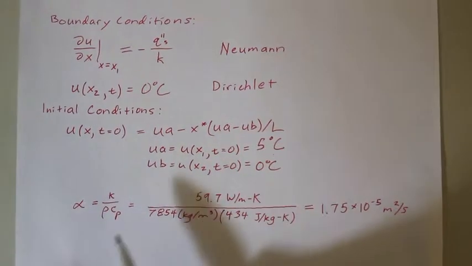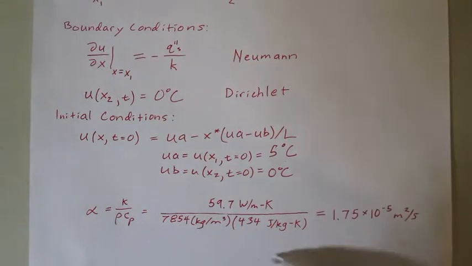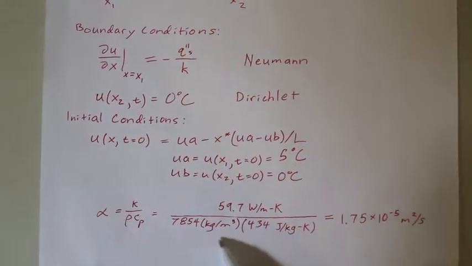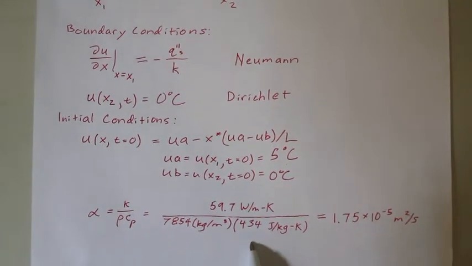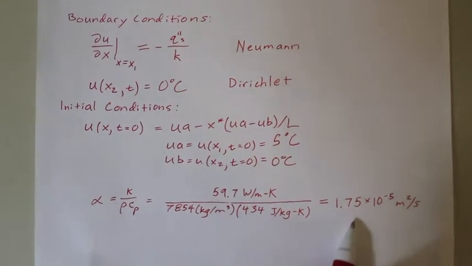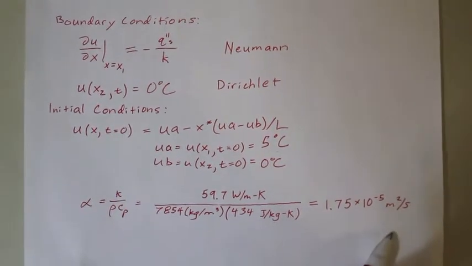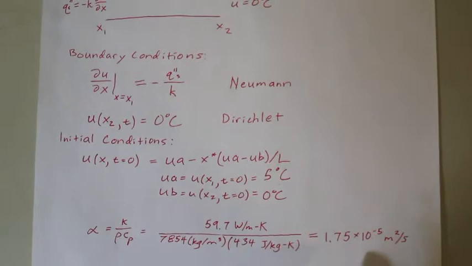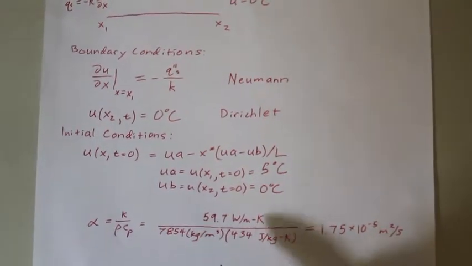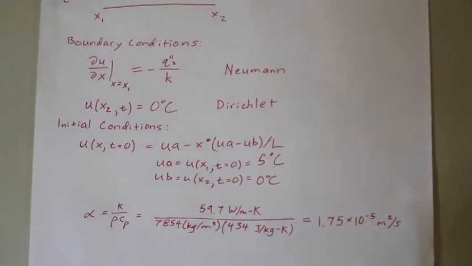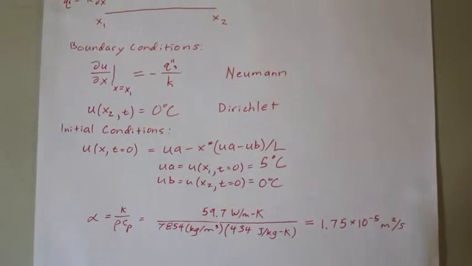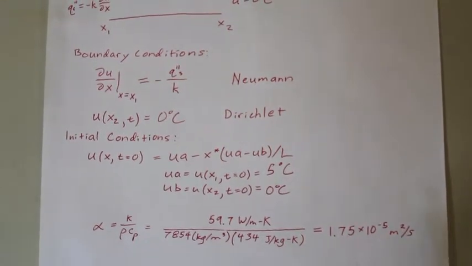Then I also have alpha calculated here, where I'm using the value of k that I estimated from the first part, and rho and Cp are looked up from a materials database. And it gives me a thermal diffusivity value of 1.75 times 10 to the minus fifth meters squared per second. Now I'm going to use these initial conditions and alpha and k in a MATLAB simulation to see how well my estimated values work in a numerical simulation.